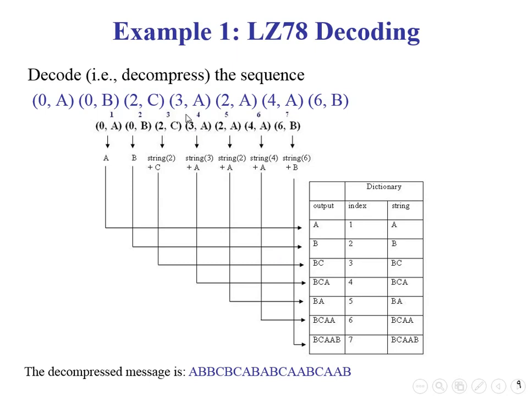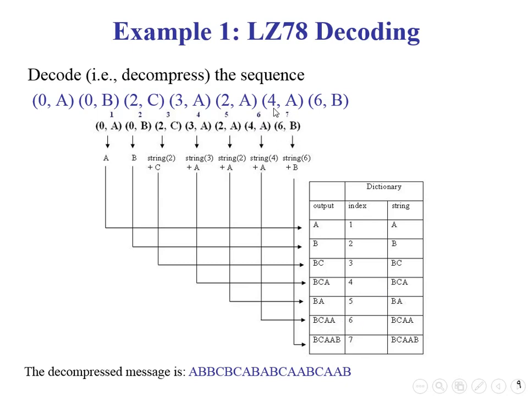3A: 3 represents the index 3, which is BC, and A. It will also get the index 4. 2A: 2 represents B, then the decoded word is BA. 4A: 4 is BCA, then 4A will be decoded as BCAA and gets the index 6.